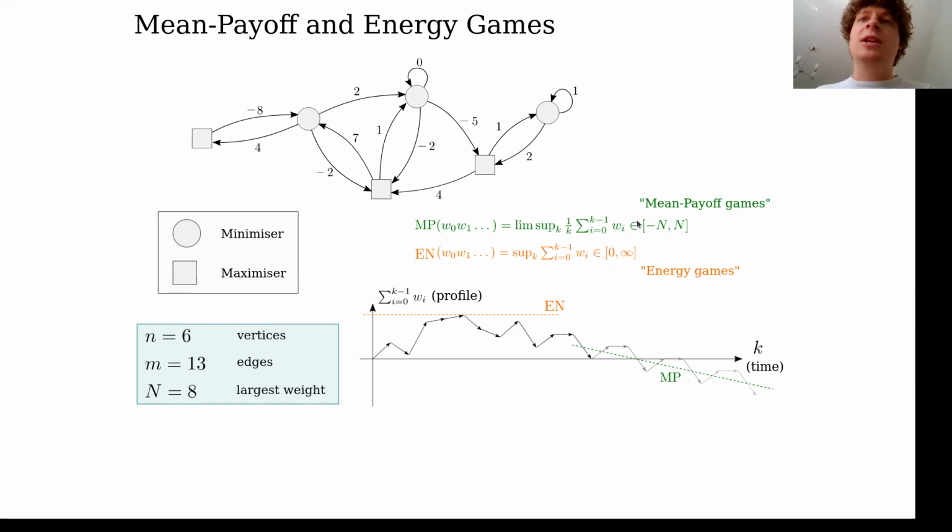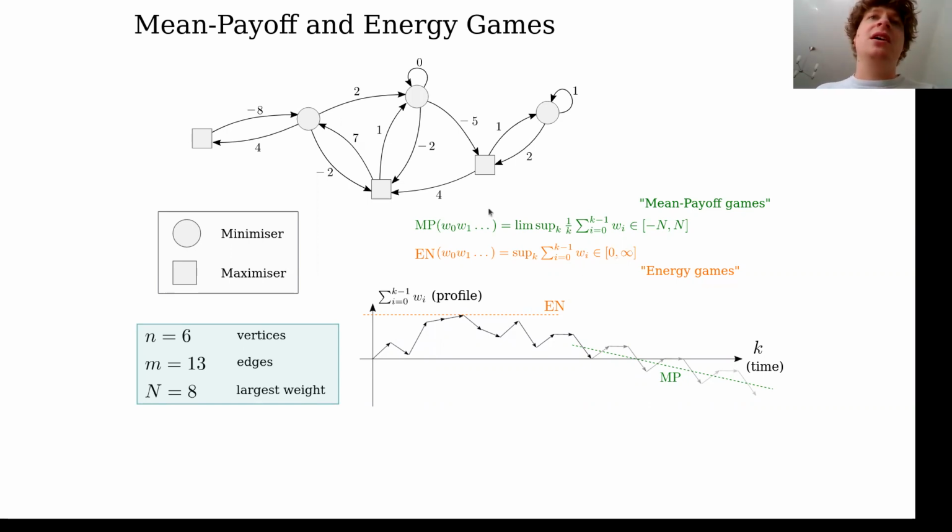Note that the mean payoff is bounded by the value of the weights. However, the energy is always positive because the profile starts at 0, but it can be potentially infinite if the profile is unbounded.